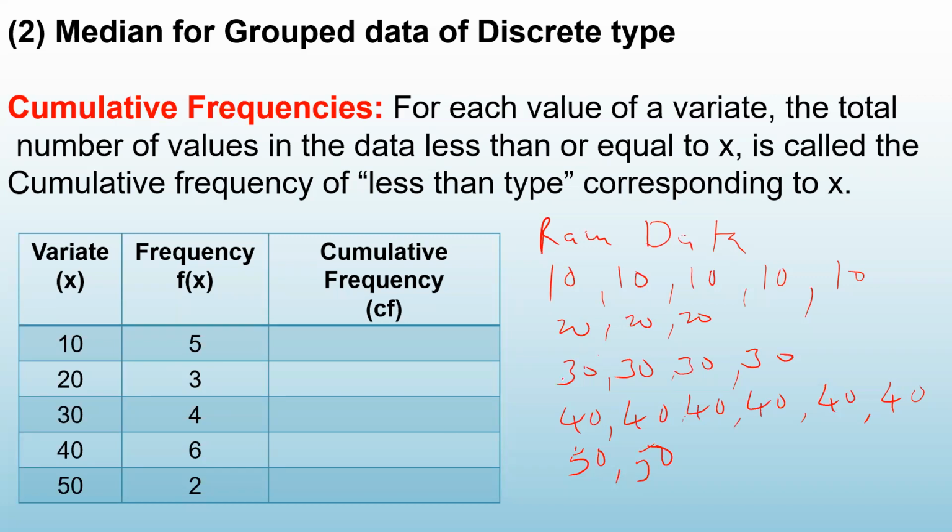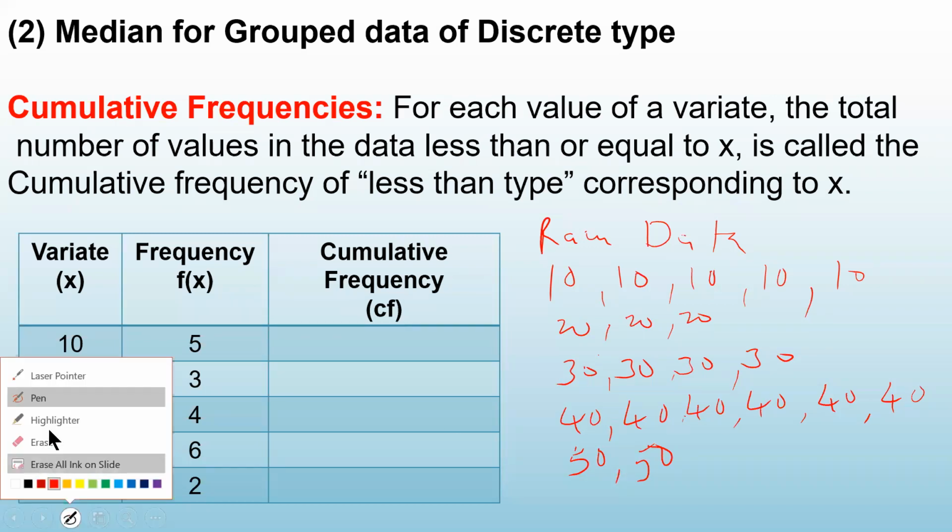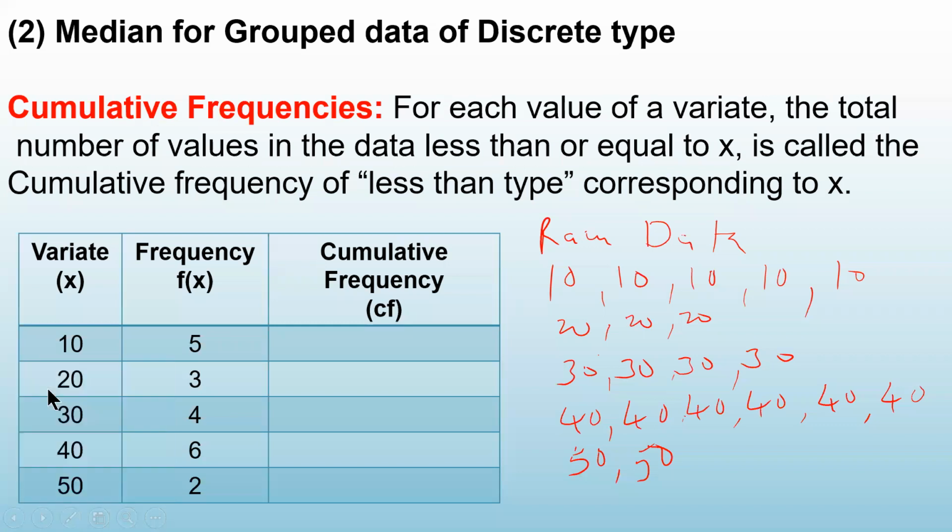How many values are there in this data? You can get that by adding the frequencies, summation of f. Summation of frequency: 5 plus 3, 8 plus 4, 12 plus 6, 18 plus 2, 20. So there are 20 values in the data. You can count 1, 2, 3, up to 20. So there are 20 values in my data.